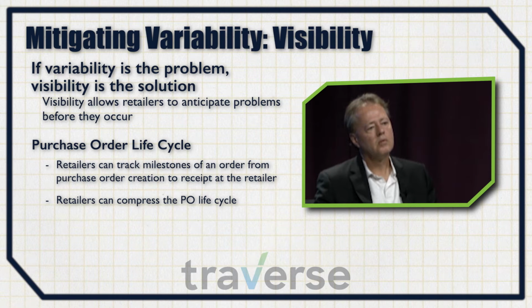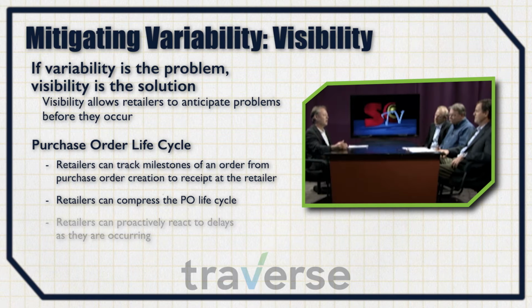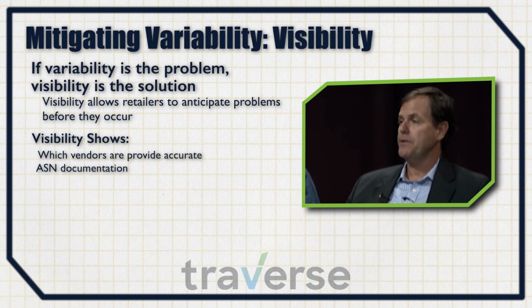So that's pretty significant. And if they see in time that those milestones in the PO life cycle are predictive of a late shipment, just for example... Exactly. And so by seeing that, maybe I can take some mitigating action, put some pressure on the vendor, whatever it happens to be. Absolutely. Another example is which vendors are providing proper, accurate ASN documentation, because that's a big part of the process.